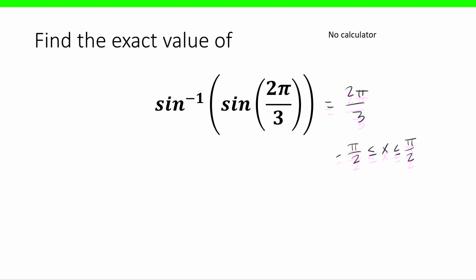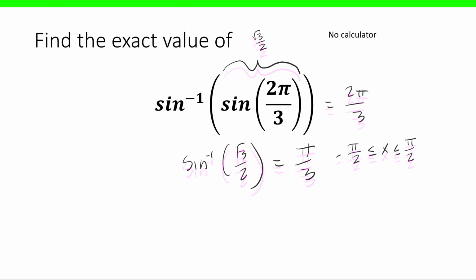And so this 2 pi over 3 is not part of it, but there's another value. Remember, this is just a ratio of side lengths, and we know what this is. It is root 3 over 2, right? So we'll say sine inverse of root 3 over 2. Oh, well, that happens at positive pi over 3. And pi over 3 is part of the range of inverse sine, just like it's part of the domain of a normal sine function that's been restricted.